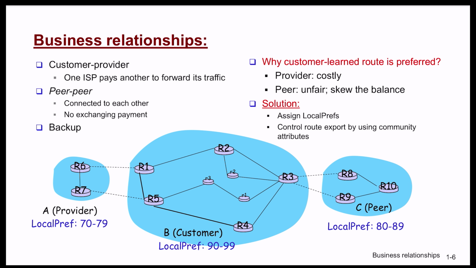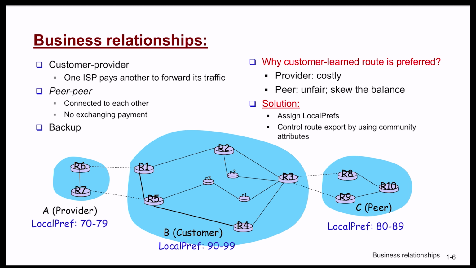In business relationships, the primary rule is to choose the customer-learned route first. Why? Because routing through the provider is costly, and sending too much traffic into the peer is unfair to the peer and may break up the partnership. So how can we adjust the policy to give customer-learned routes more priority?